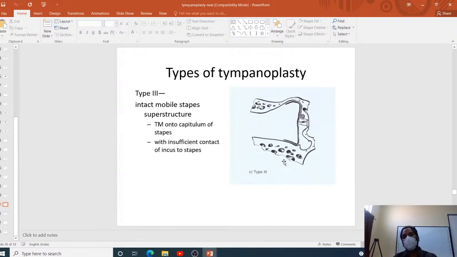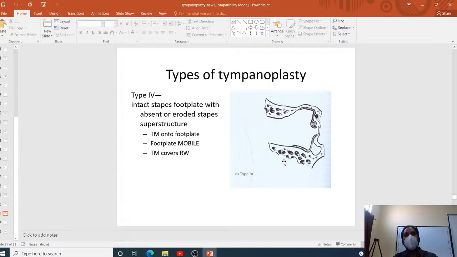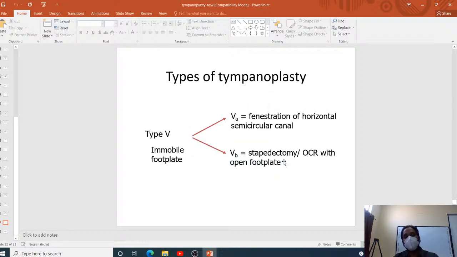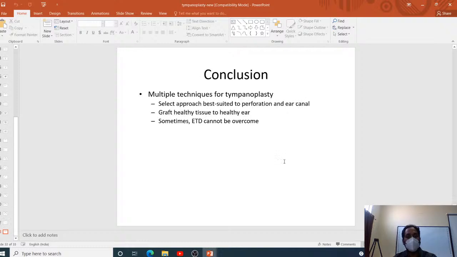Therefore, the tympanic membrane is kept over the superstructure of stapes. Okay, and in type 4, the footplate of stapes is intact, and the graft is placed over the footplate of stapes because there could be an eroded stapes superstructure. And in type 5, type 5a is called the fenestration technique, also known as fenestration of the horizontal semicircular canal, and 5b is stapedotomy, okay, with open footplate. So these are the types of tympanoplasties.